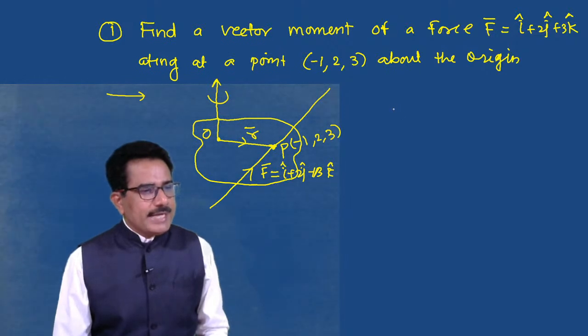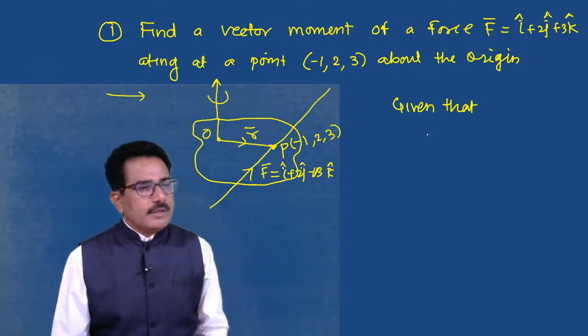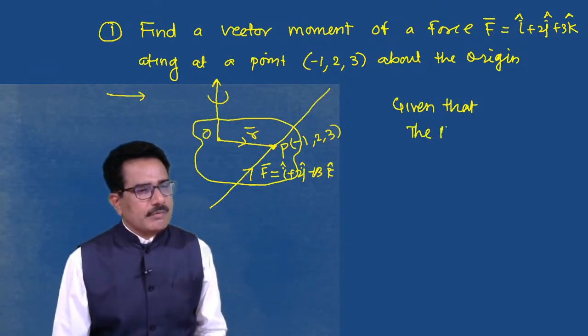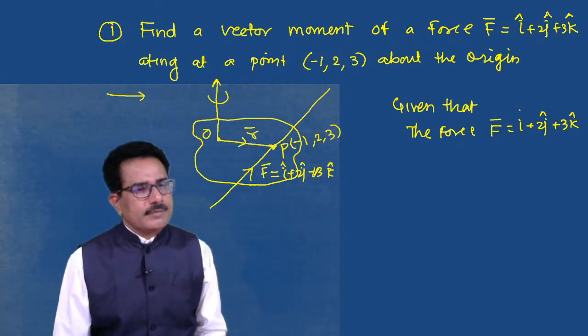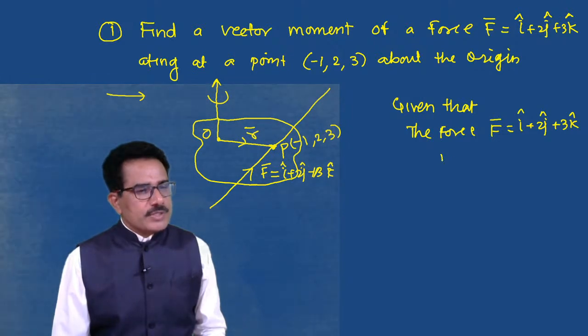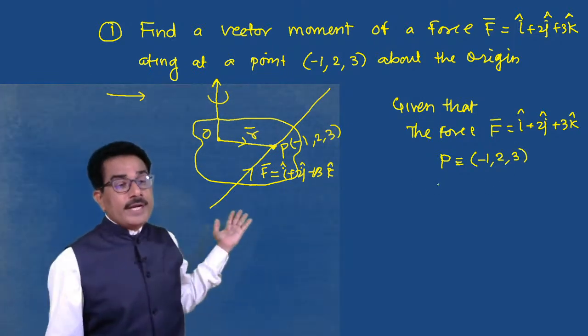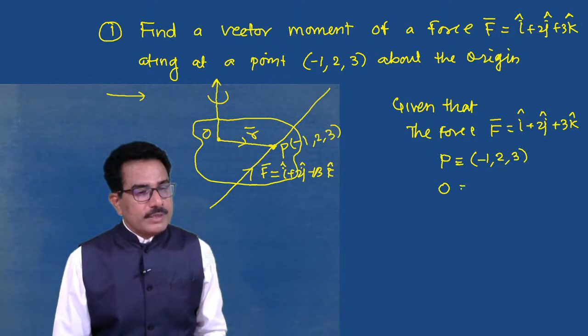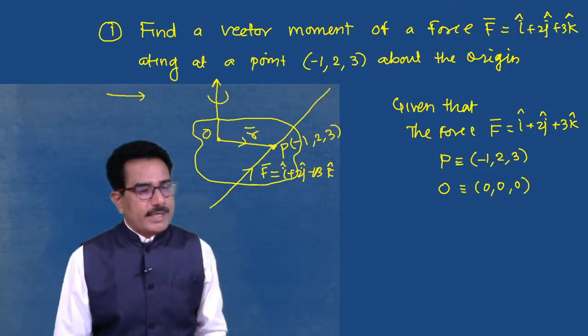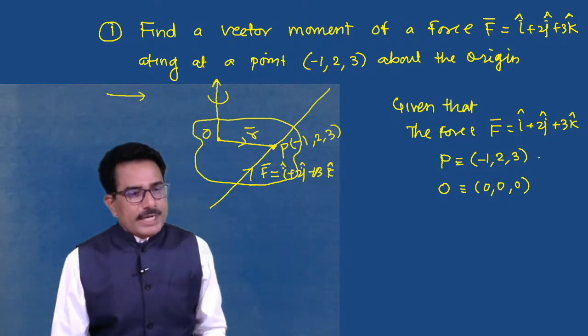Okay. Given that the force F bar is equal to i plus 2j plus 3k. The point is given, suppose P, which is (-1, 2, 3), and we have to find the vector moment about the point O, that is, O means (0, 0, 0). See this, here we can write as follows.